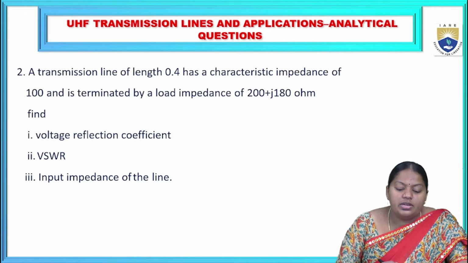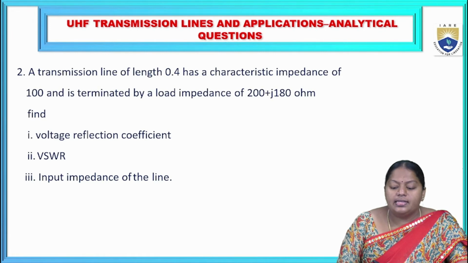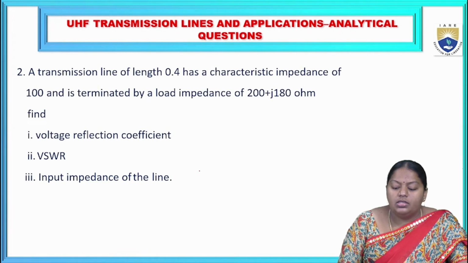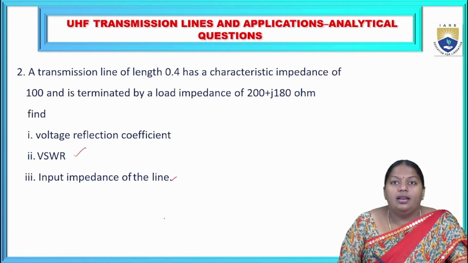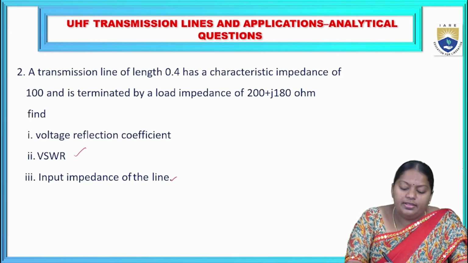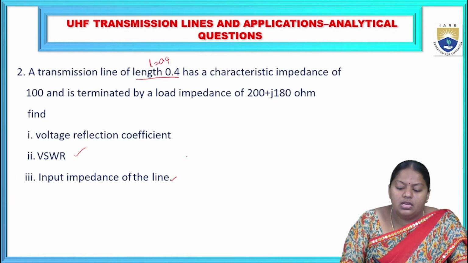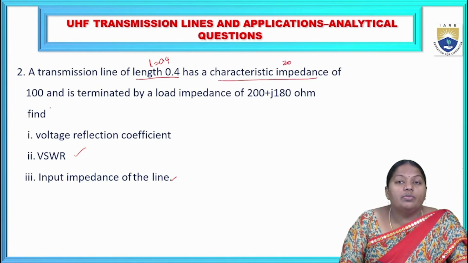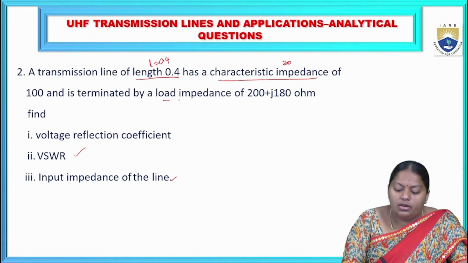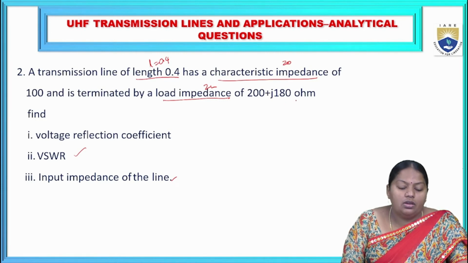Next: a transmission line of length 0.4 has a characteristic impedance of 100 and is terminated by a load impedance of 200 plus J180 ohms. Find the reflection coefficient, VSWR, and input impedance of the line. The length of the transmission line is L equal to 0.4, the characteristic impedance Z0 is 100 ohms, and it is terminated by a load impedance ZL given as 200 plus J180 ohms.